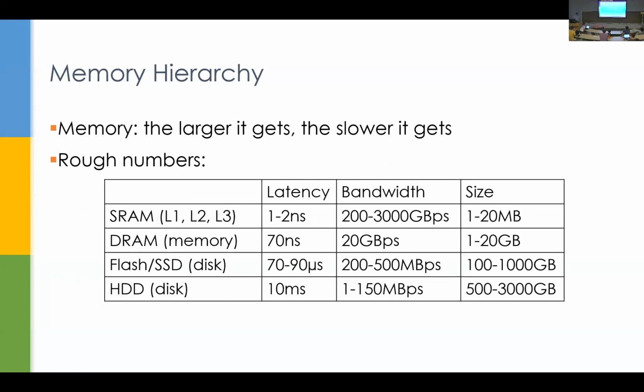Basically, the crux is that the larger it gets, the slower it gets. This is true on the GPU as well. So rough numbers, your SRAM here, which is cache on the chip, is going to have hundreds to thousands of gigabytes per second of speed and very, very short latency. But it's also very small in size. We get about 20 megabytes for the entire host chip. These are not GPU numbers, these are CPU numbers.